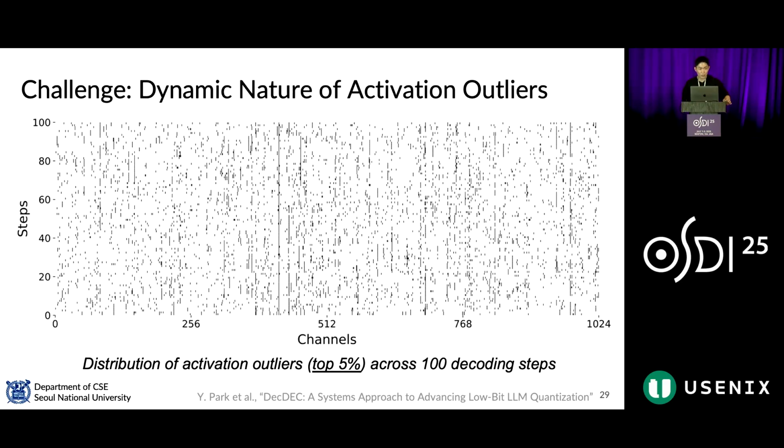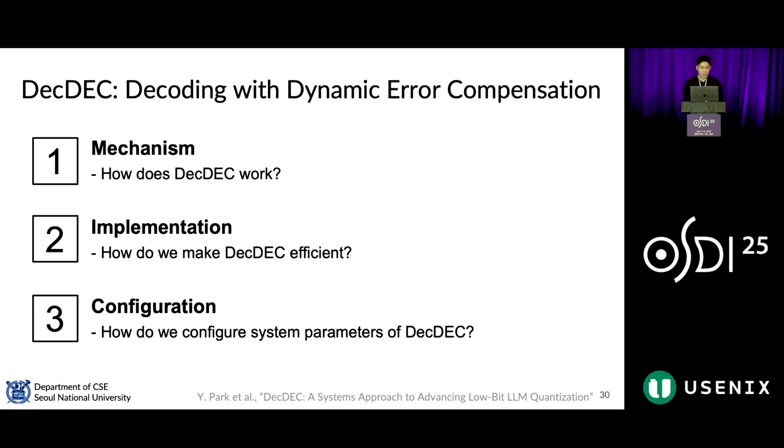In fact, what you see here is the distribution of activation outliers at each decoding step. While there are some weak patterns, in general, the positions are highly random. To address this issue, we propose DecDEC.